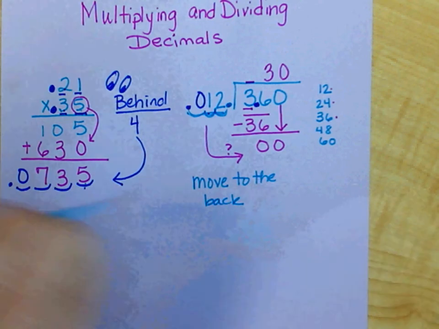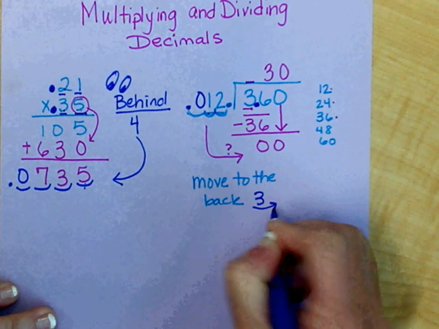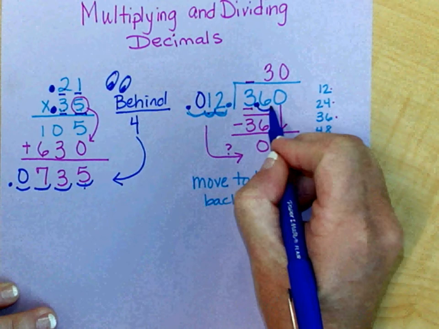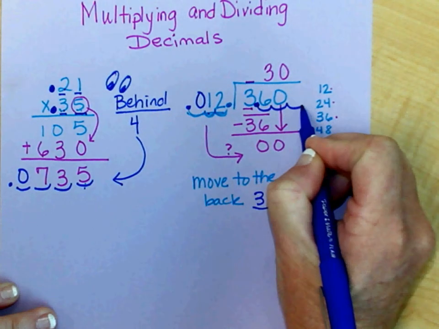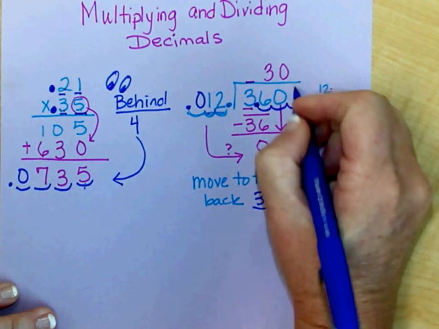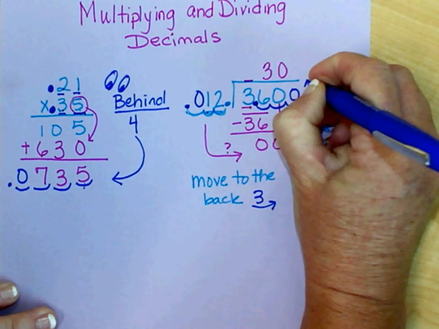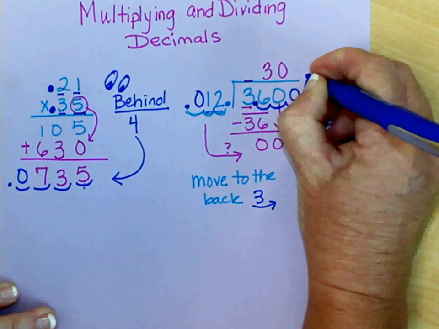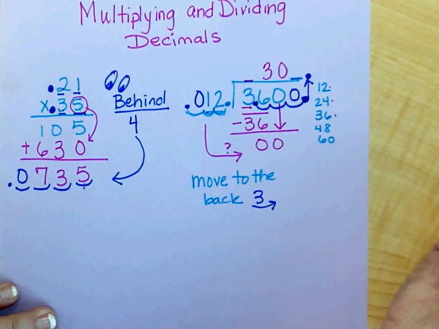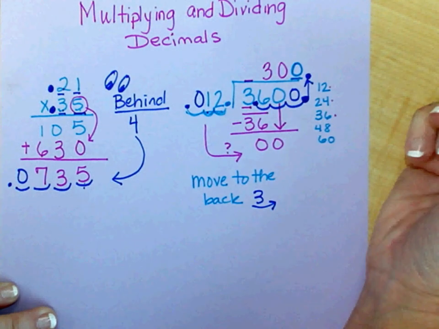If I moved it 3 times to the back, then I have to move my decimal on the inside to the back 3 times. 1, 2, 3. Uh-oh. What's going to have to fill in this hole right here? It's going to have to be a 0. Right back here is sitting my decimal, and now it comes up. Oh, but wait a minute. In my answer then, I have a whole still. So we have to add a 0 there. So my answer becomes 300.